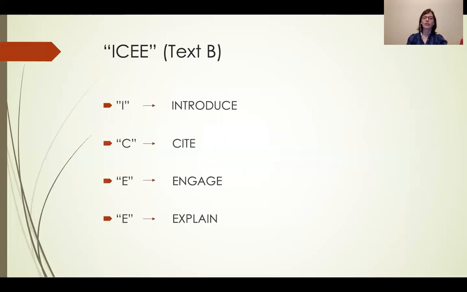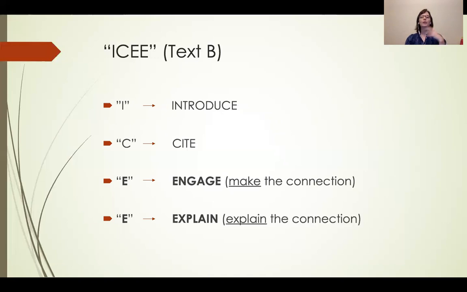So what this is going to look like: again, we have introduce, cite, engage, and explain. The difference is largely going to be when you perform the two E's. When you introduce a quotation and cite it, you're staying focused on text B. However, when you get to engage, you're going to engage in relation to text A, and explain in relation to text A. So in other words, when you get to engage for text B in the second half of your body paragraph, you're going to make the connection to text A.